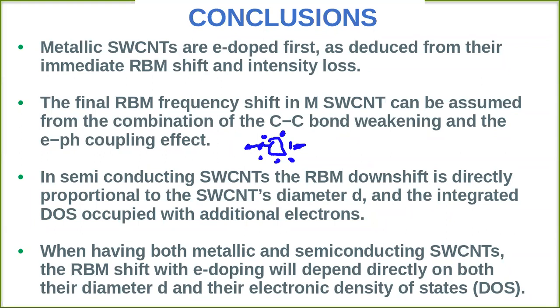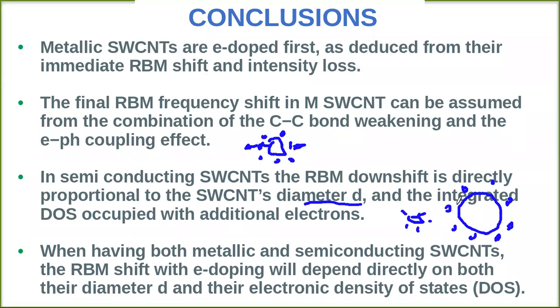The third thing that we found is that in semiconducting single-wall carbon nanotubes, the RBM downshift is directly proportional to the diameter. So the larger the diameter, the longer it will take to be affected in the Raman spectra. And that also makes sense because if we have a tiny nanotube compared to a very big nanotube, this one will get easily affected by the potassium atoms around it, in comparison to a very large carbon nanotube that requires more potassium atoms around it.